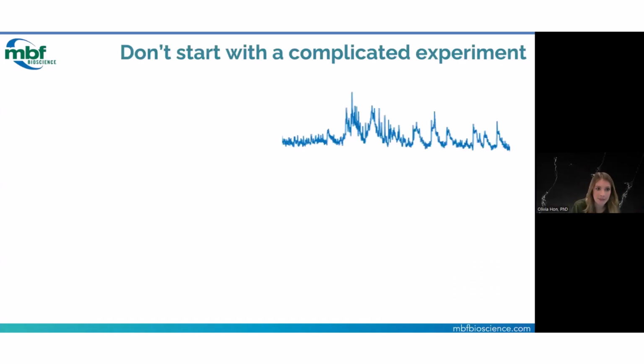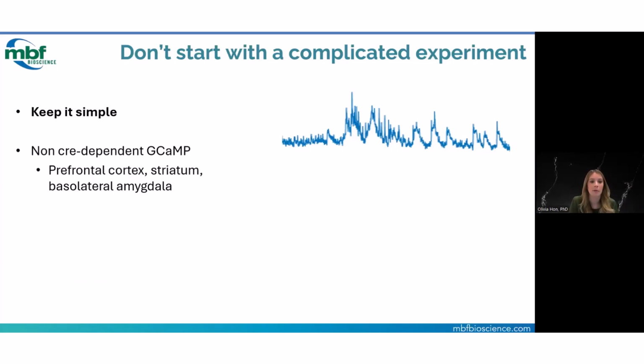Okay, last thing, don't start with a complicated experiment. I talk to so many labs that are so ambitious and they want to do this really complicated thing. If you're setting up photometry for the first time, keep it simple. Just start with a positive control. Generally, this looks like using a non-Cre-dependent GCaMP. Use a nice bright GCaMP, anything GCaMP6 or later, and just put it somewhere that we know has baseline activity. Put it in PFC, put it in striatum, put it in the amygdala. Just give yourself the highest chance for success.